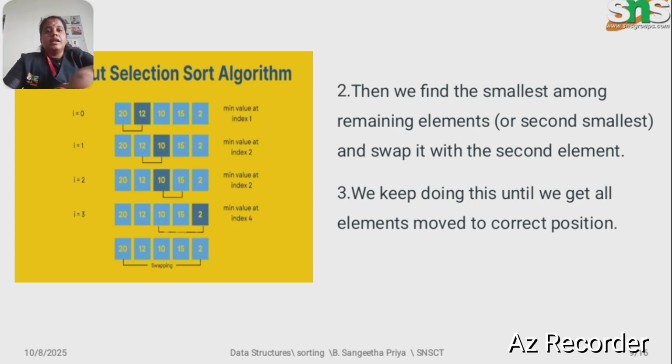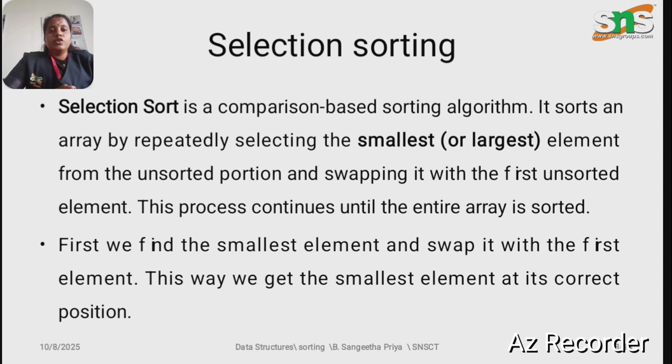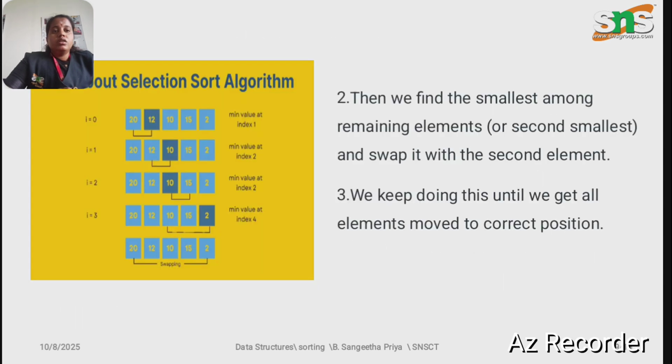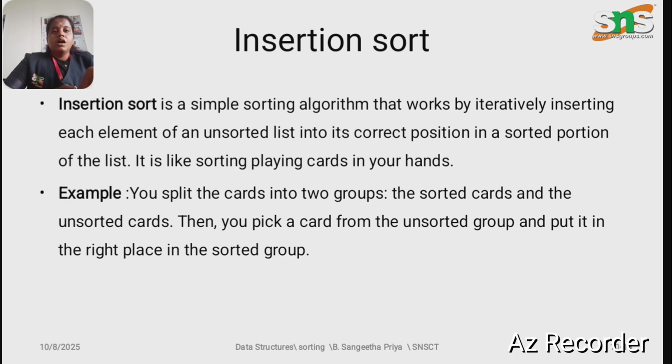Let's see the details about the algorithm that we use. We find the smallest among the remaining elements, or the second smallest, and swap it into the second position. We keep doing this until the elements move to the correct position. And next we are going to see insertion sort.